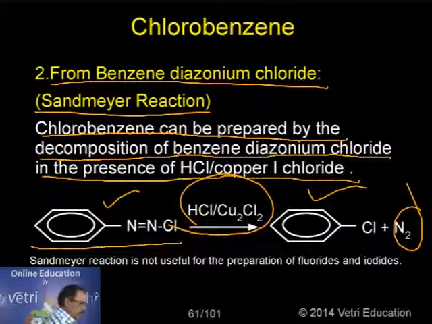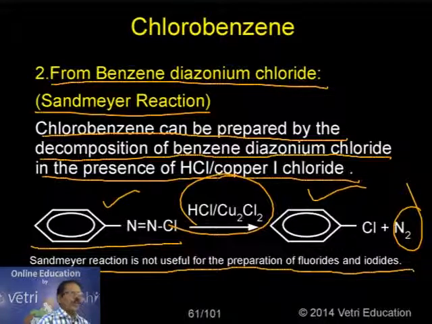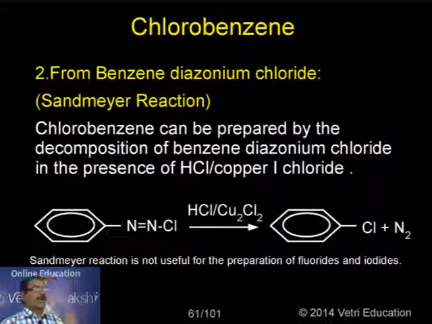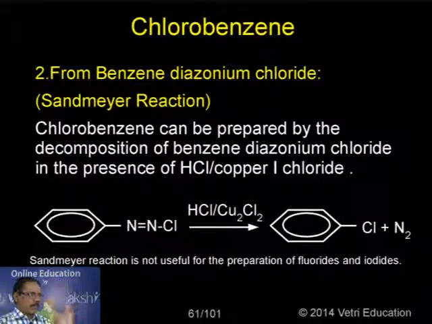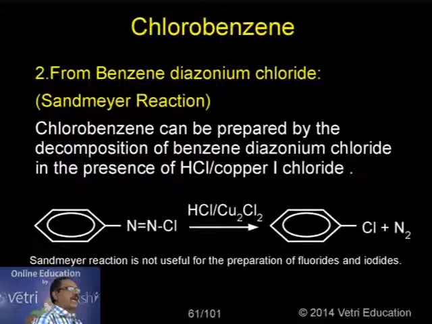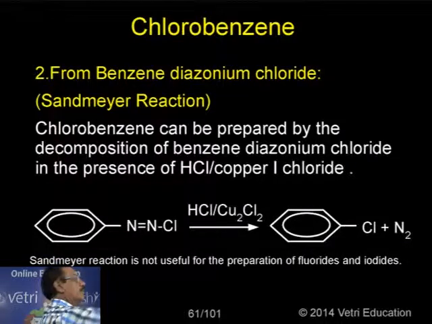Can you follow? The Sandmeyer reaction is not useful for the preparation of fluorides and iodides. This is the most important information I want to record. So, the Sandmeyer reaction is applicable only for chlorobenzene and bromobenzene, but not for iodobenzene or fluorobenzene. This is the point I want to stress here.